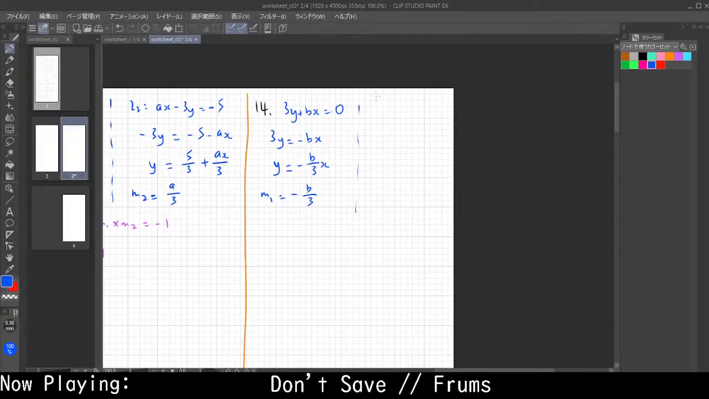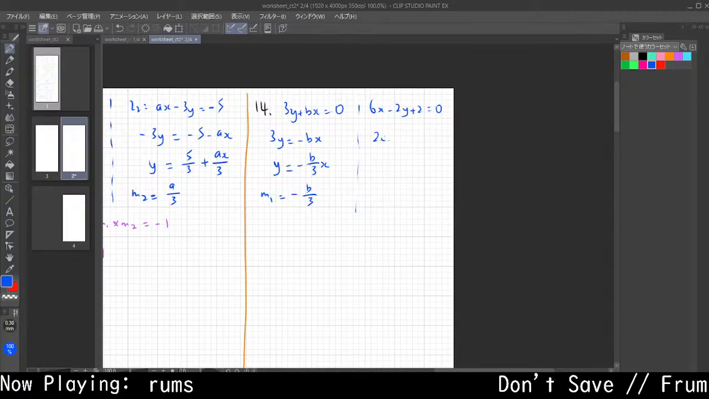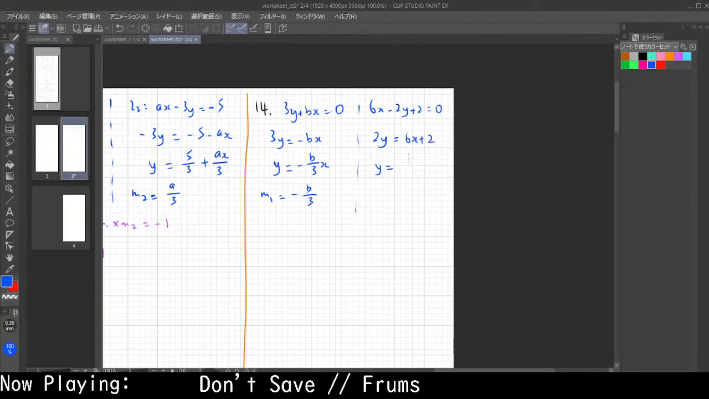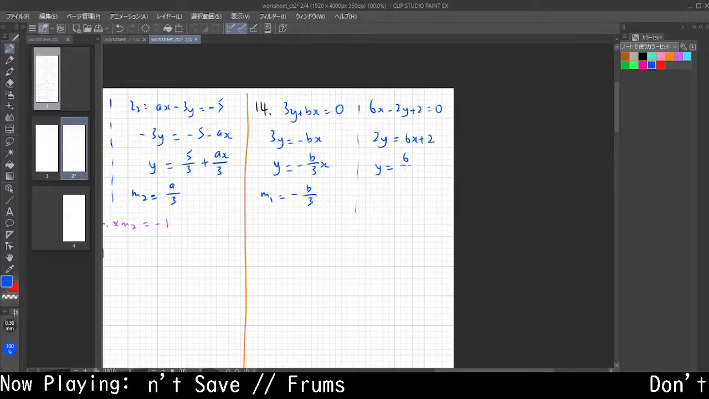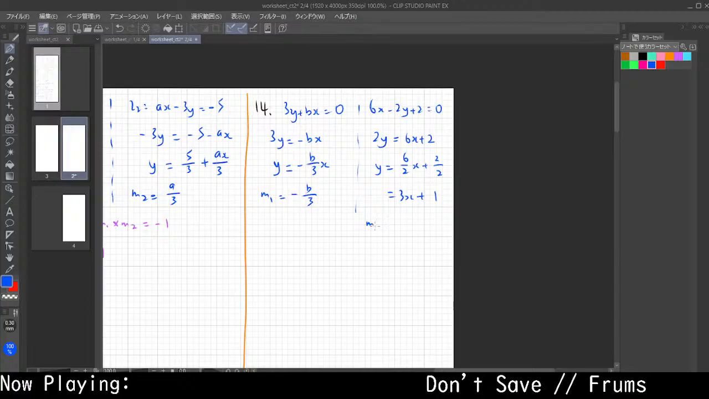Okay, another line, 6x minus 2y plus 2 equals 0. Turn it into mx plus c. So 2y you bring over, becomes positive, 6x plus 2 remain in their spot. 2 you bring over, becomes divide, 6 divided by 2 x plus 2 divided by 2 equals 3x plus 1. Therefore m2 equals 3.